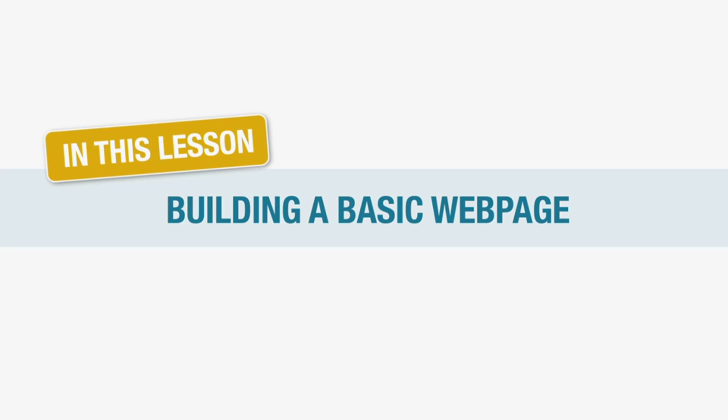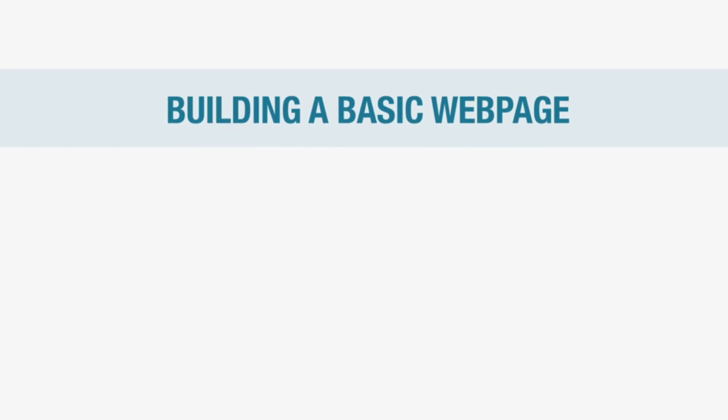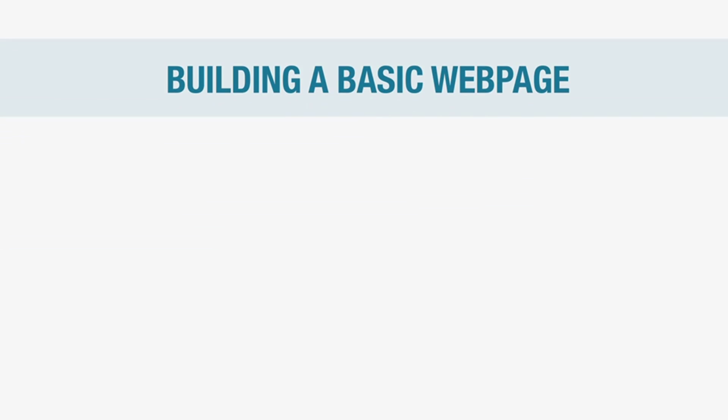In this lesson, we're going to show you how to create a very basic web page with a title, a header, a link and an image. But that's not all. We're going to create the same page twice using two different web authoring programs.